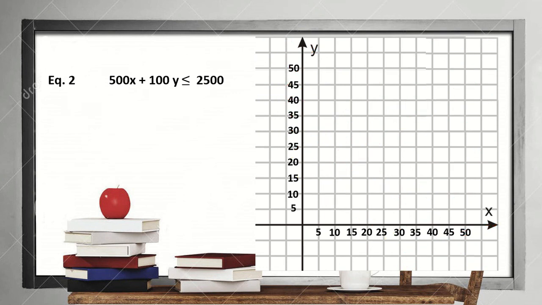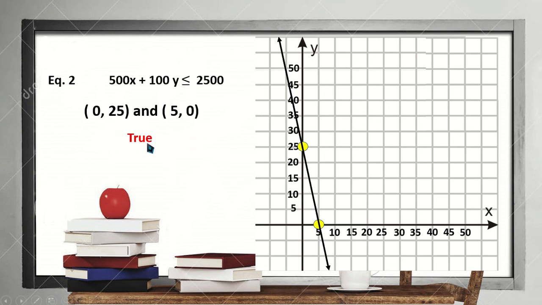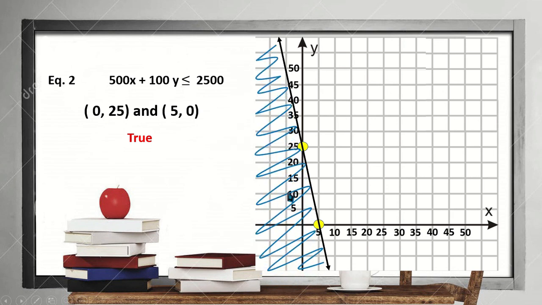Next, for equation 2, we have 0 and 25, and then 5 and 0. So, ito yung 5 and 0. So, ito naman yung graph, straight line, kasi ang inequality natin dito is less than or equal. Okay? And then for the test of the origin, ang lumabas ay true. Ibig sabihin, ang shade natin ay kung nasan si origin. So, ito si origin. So, i-shade natin tong part na to.